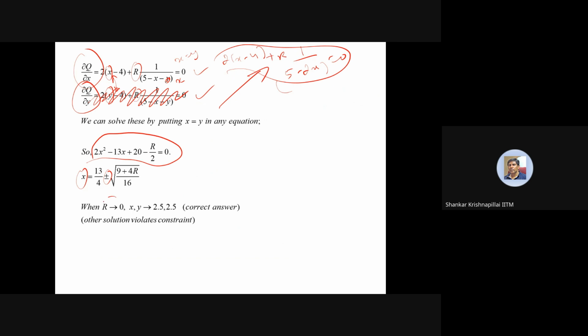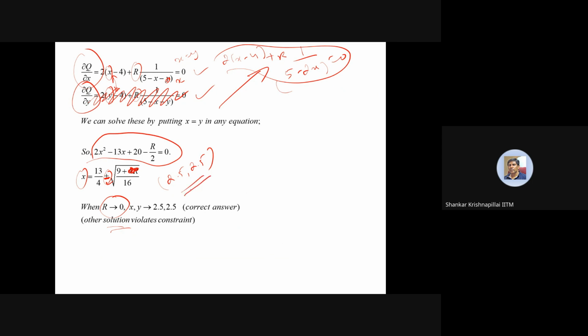You can see that when r tends to 0, one of the values of x will be 2.5, 2.5. Is that the plus value or the minus value? The minus value gives the correct answer, and the other value of x will violate the constraints.